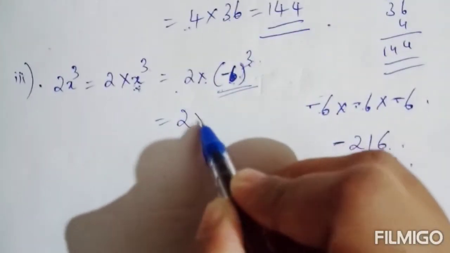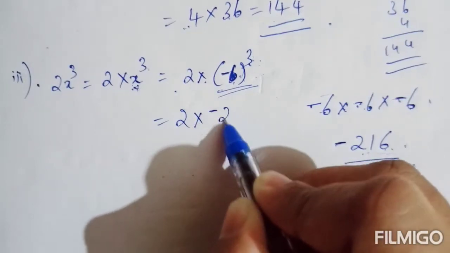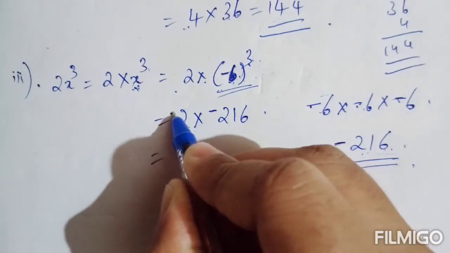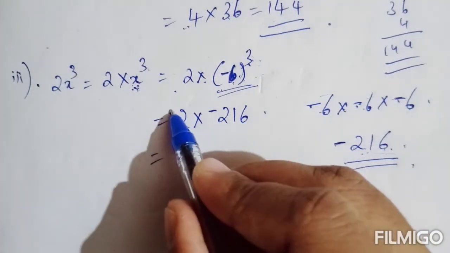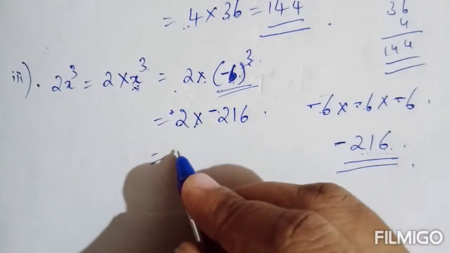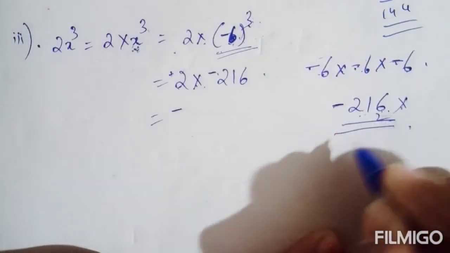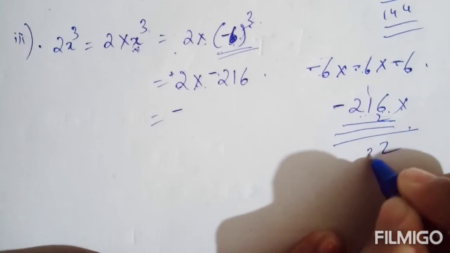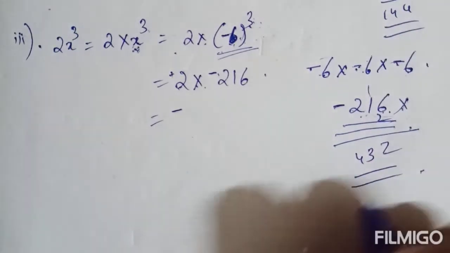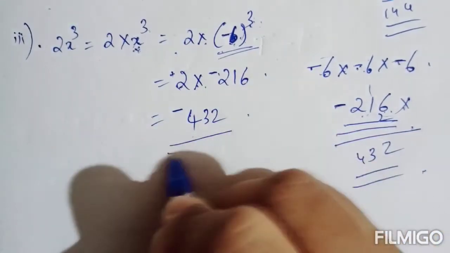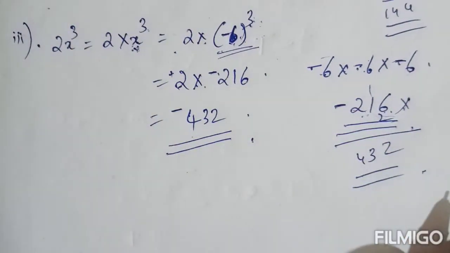Okay. So 2 into negative 216. Now 2 means simply 2 means it is positive 2. Positive into negative, it is negative. 2 into 216. 216 into 2, what you will get? It is 432. So minus 432 will be the final answer. Okay.